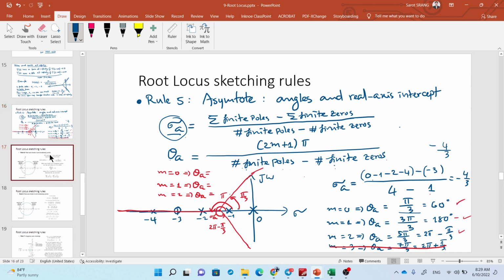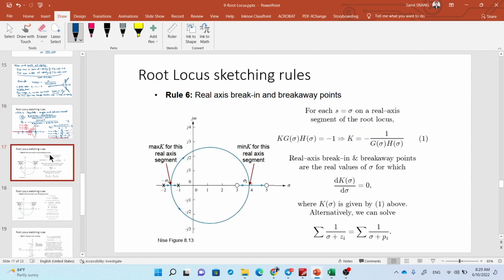So let's continue to the next rule, rule number 6: real axis break-in and break-away points. Break-in and break-away means we have double roots, and these roots are real numbers. If we take a look at the characteristic equation, 1 + KG(s) = 0, or this equals -1, then we can easily find K as a function of sigma.